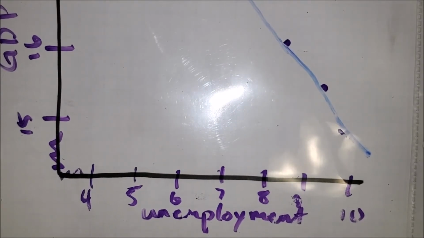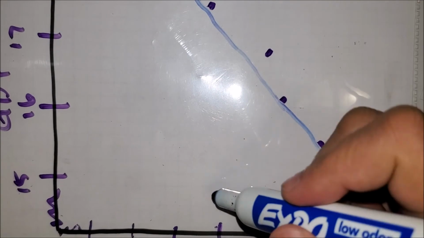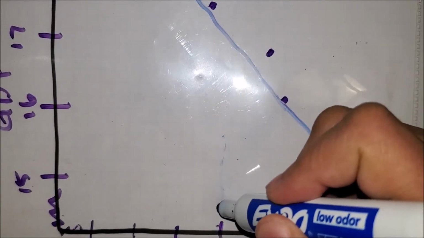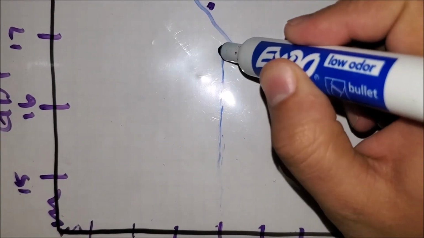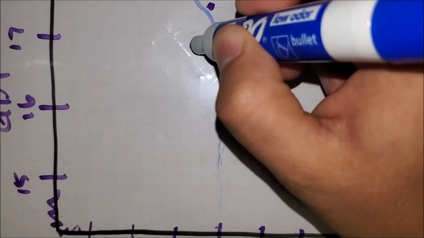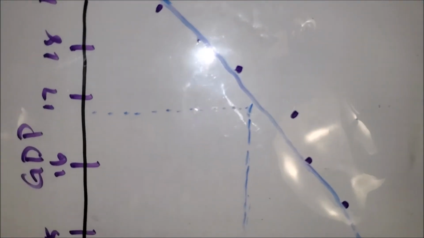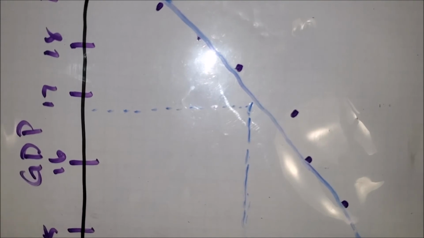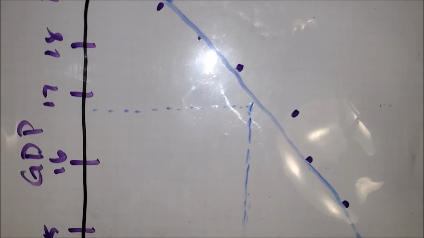And we should be able to say, okay, well, at 7%, our GDP would be at about 16.9. And that's what I mean by saying you can use these things to make a prediction.